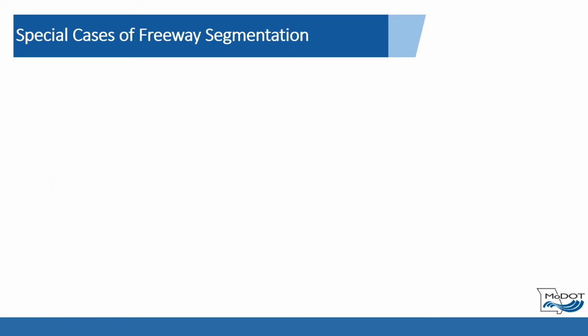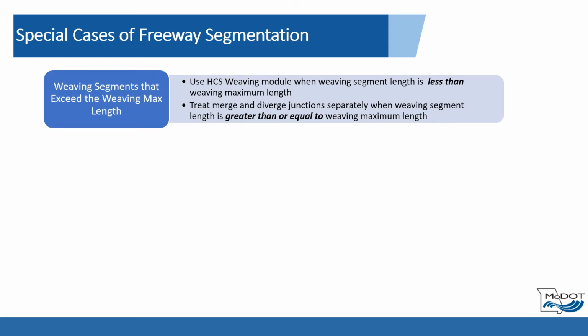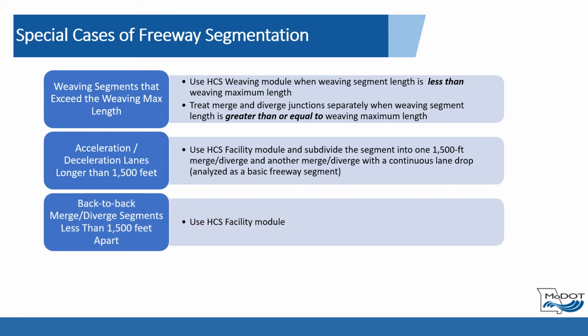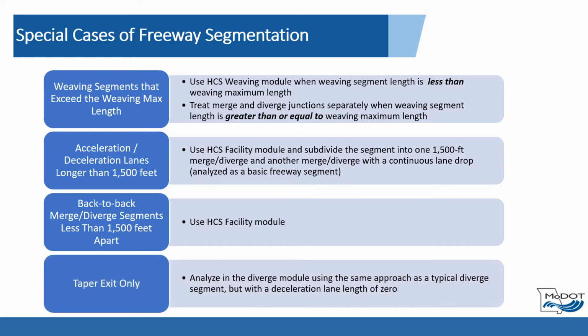Common special cases include, but are not limited to, weaving segments that exceed the weaving maximum length, acceleration or deceleration lanes longer than 1,500 feet, back-to-back merge-diverge segments less than 1,500 feet apart, or taper exit only. Pause the video here to read the tips shown on your screen for addressing each of the common special cases of freeway segmentation.